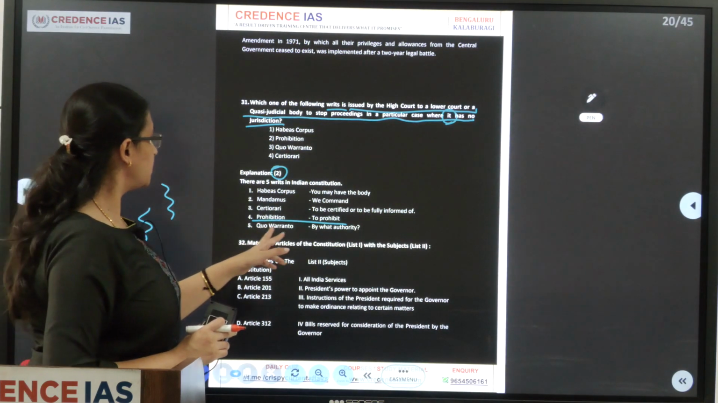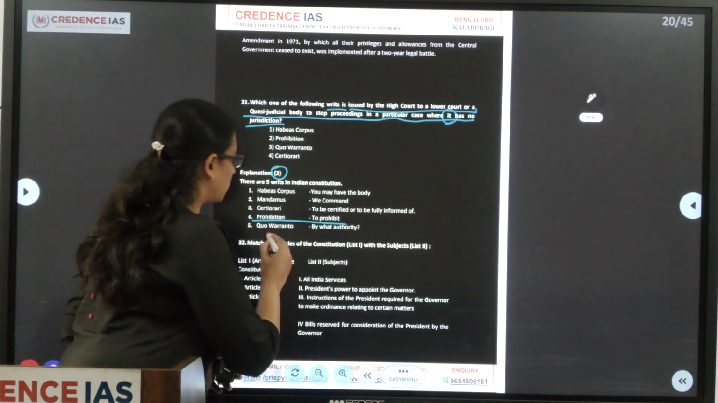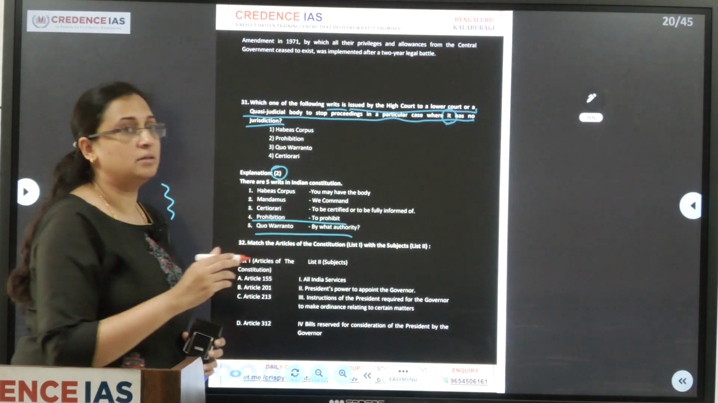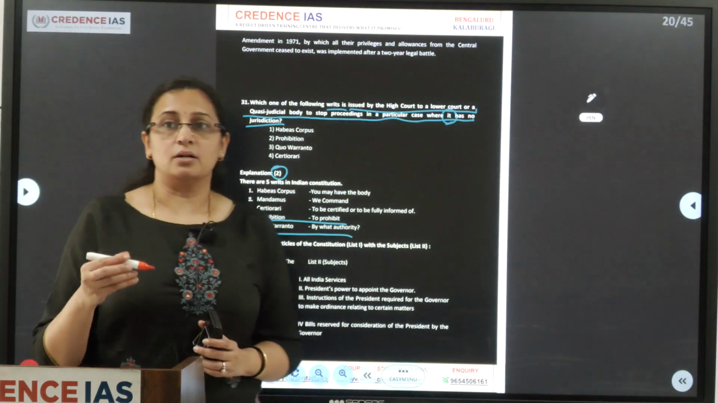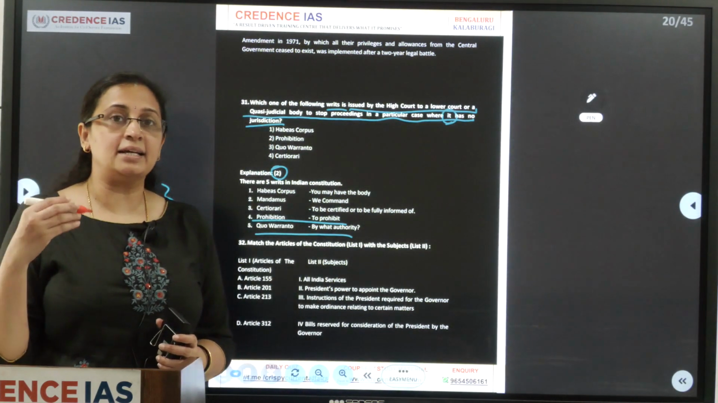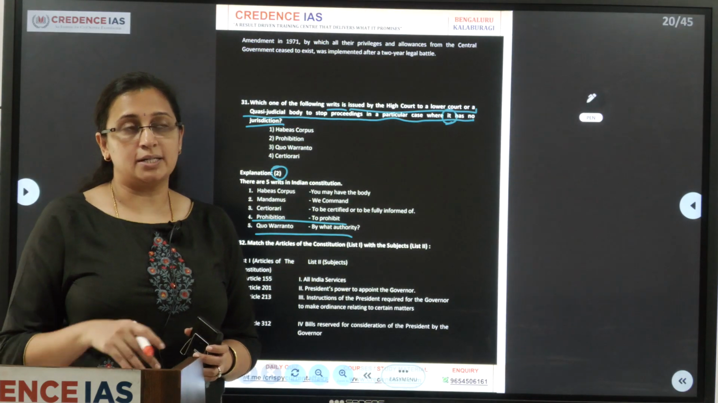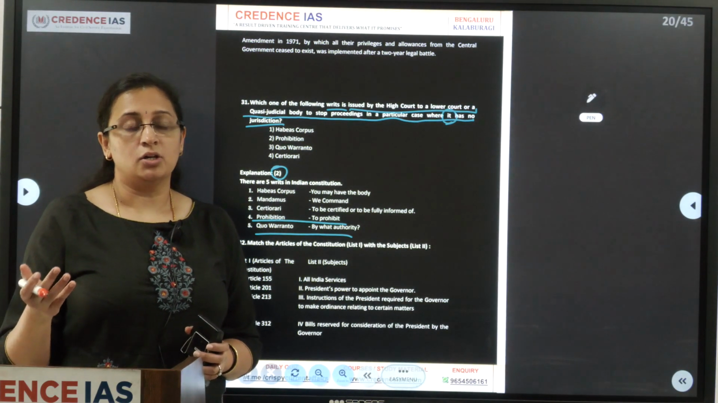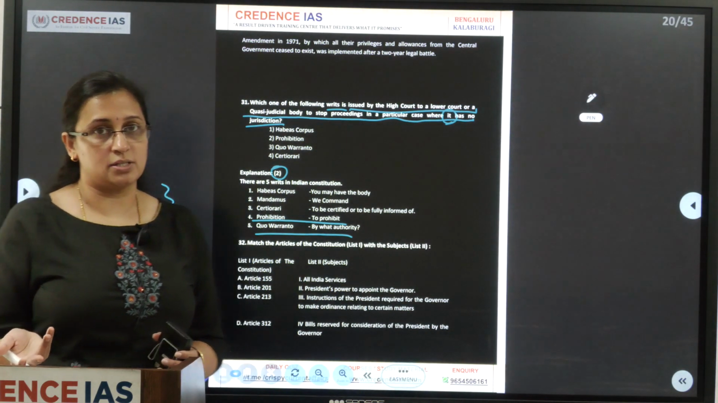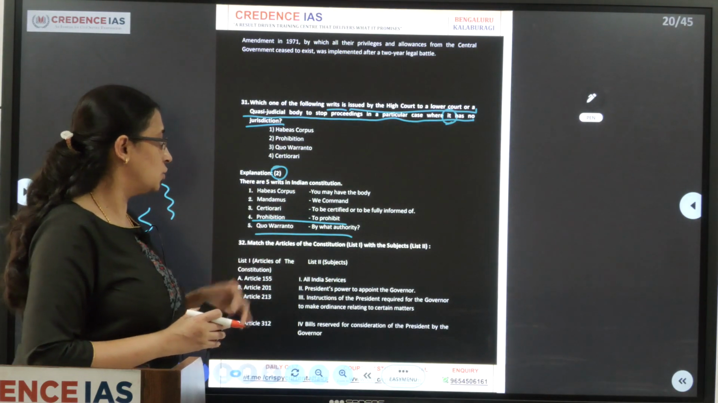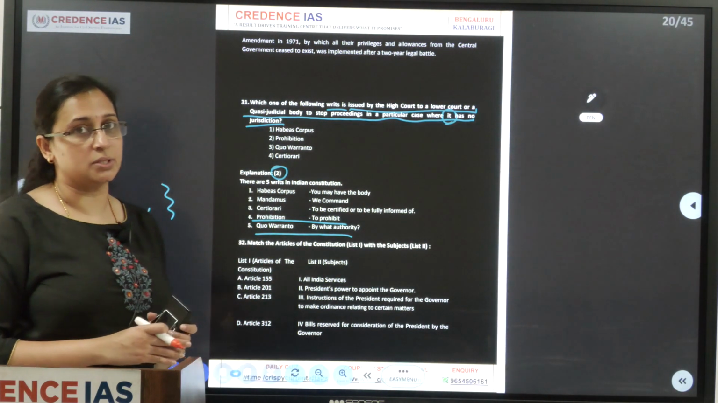And the last one is quo warranto, that is, by what authority. This is issued by the court to a person who has illegally held a public office. That is, by what authority you are holding this public office. So that is the writ issued by the court to question that particular person.